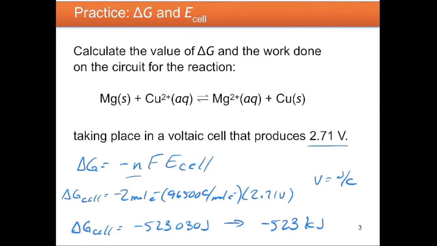And we know that since delta G is negative, this is a spontaneous reaction. And one thing about voltaic cells is that they are always spontaneous, meaning that if you were to hook these up, so you have a magnesium half reaction and a copper half reaction, you hook them up together with the salt bridge and a wire that connects the 2 electrodes, then this reaction will spontaneously occur and produce a voltage of 2.71 volts.